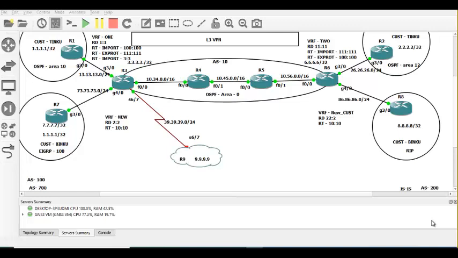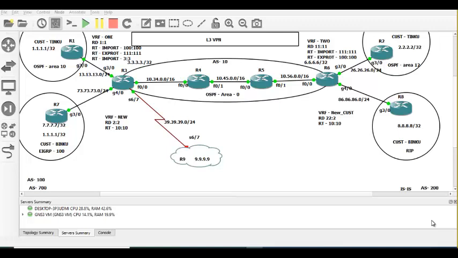So we got one customer with OSPF and he's able to reach using the internet as a backbone area. That's what we saw in the previous class.